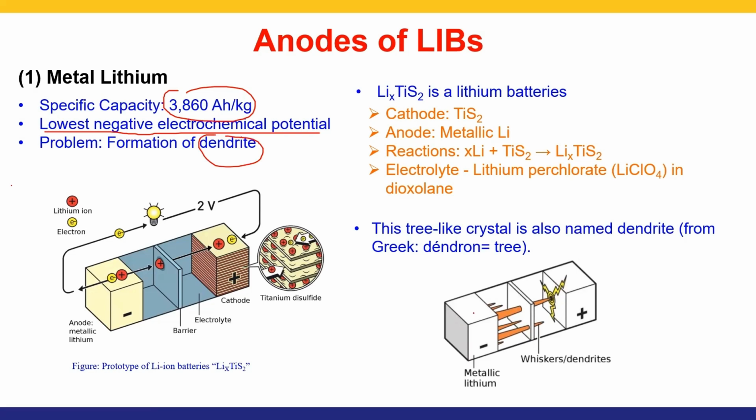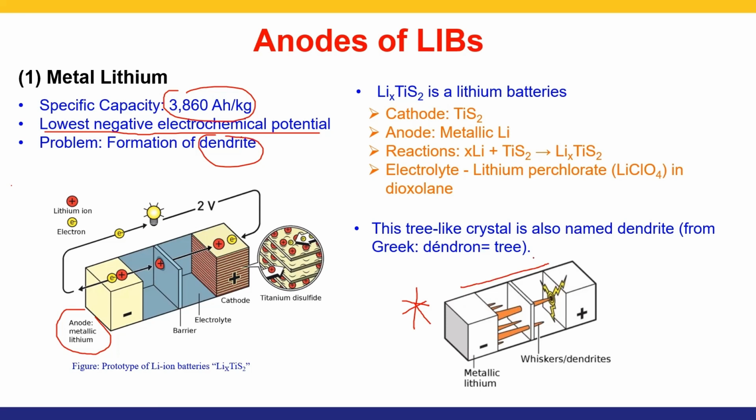In the first few cycles of charging and discharging, there could not be any problem. However, if you run the battery after several cycles and more, then the dendrite will form. The prototype of lithium-ion battery is lithium titanium disulfide, which made use of metallic lithium as the anode. The formation of dendrite material can cause internal short circuit.